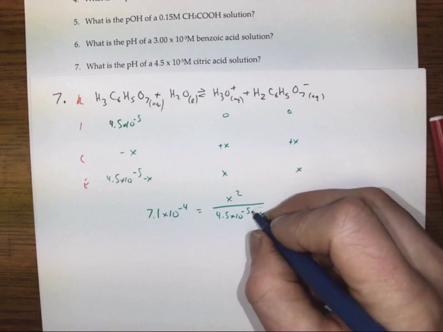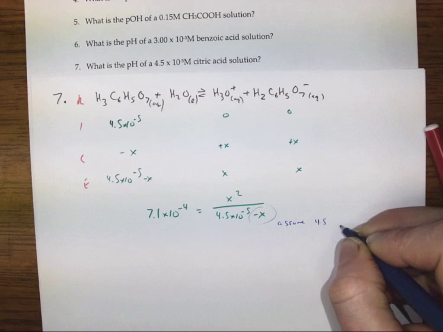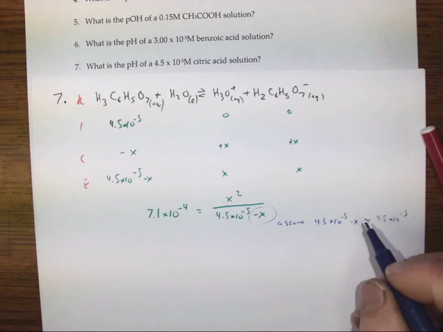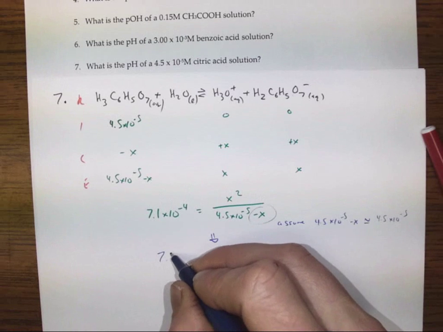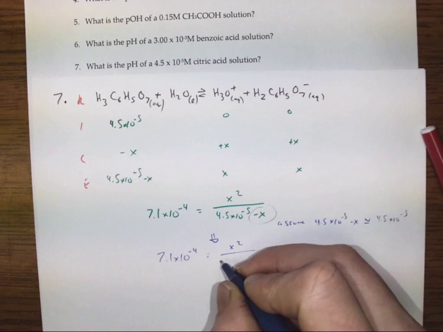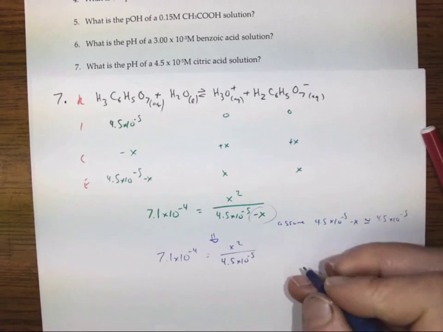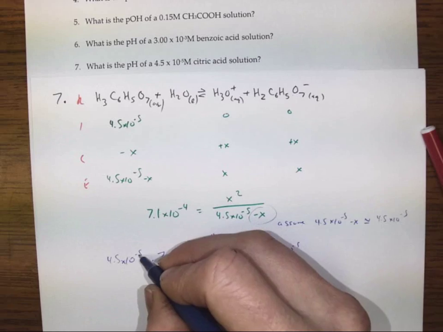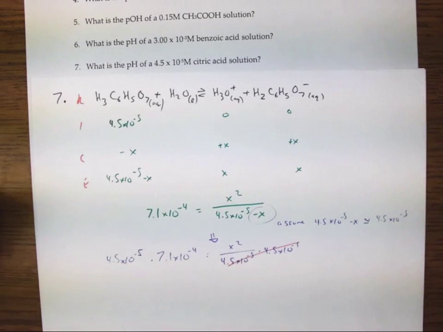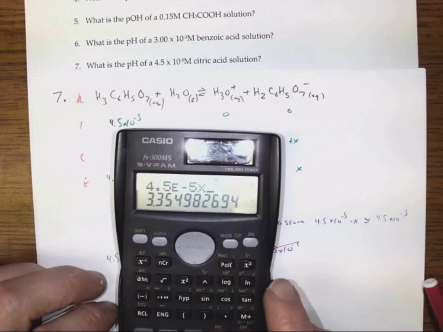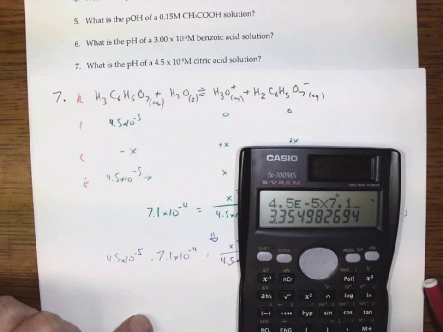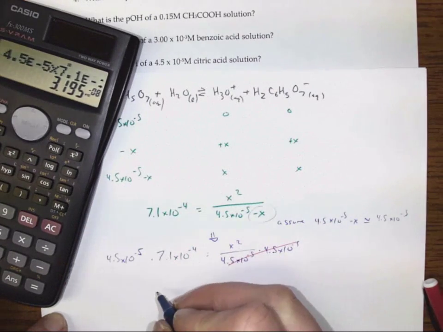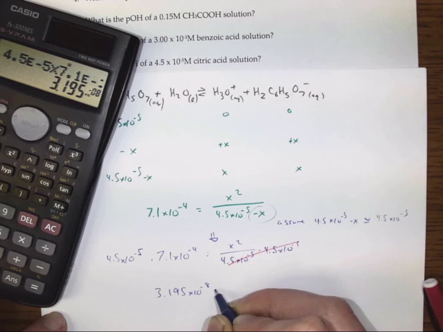Okay, so we're going to assume that 4.5 times 10 to the negative 5 minus x is approximately equal to 4.5 times 10 to the negative 5. And if we can assume that, because it's a weak acid, then we get 7.1 times 10 to the negative 4 is equal to x squared over 4.5 times 10 to the negative 5. And I'm going to multiply both sides by 4.5 times 10 to the negative 5 and cancel this out. Times 7.1 times 10 to the negative 4, and we get 3.195 times 10 to the negative 8 is equal to x squared.